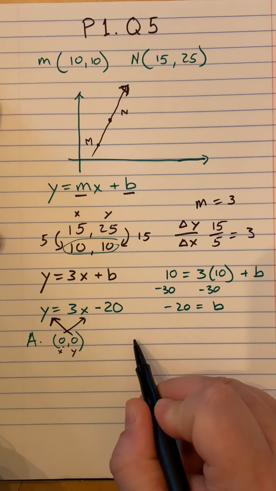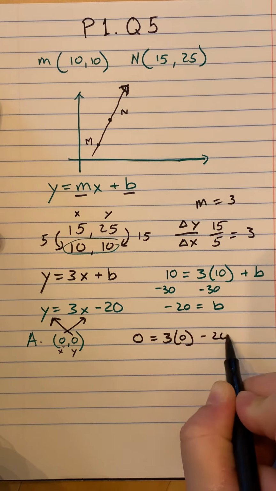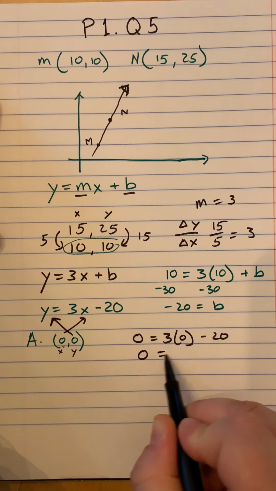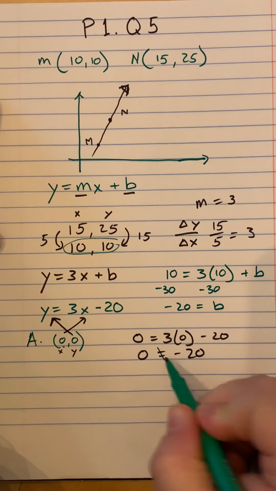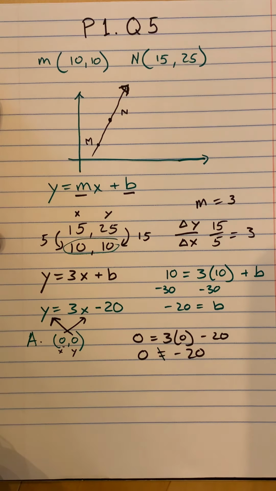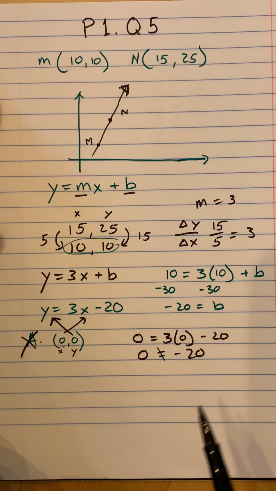So let's see here. If I've got 0 = 3 times 0 minus 20, and 0 times 3 is 0, that means 0 equals negative 20. Well, we know that 0 does not equal negative 20, so this point A is definitely not on the same line. Now, when we choose an x and y coordinate pair and substitute them in, and after we solve both sides are equal, then we know that that is the answer.